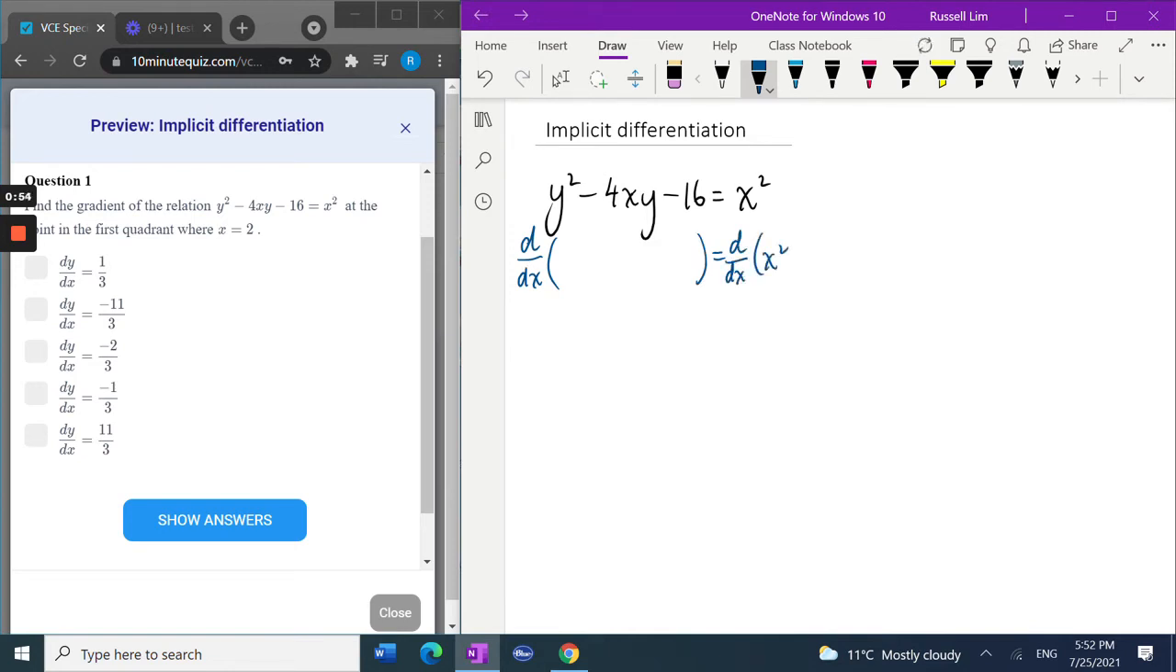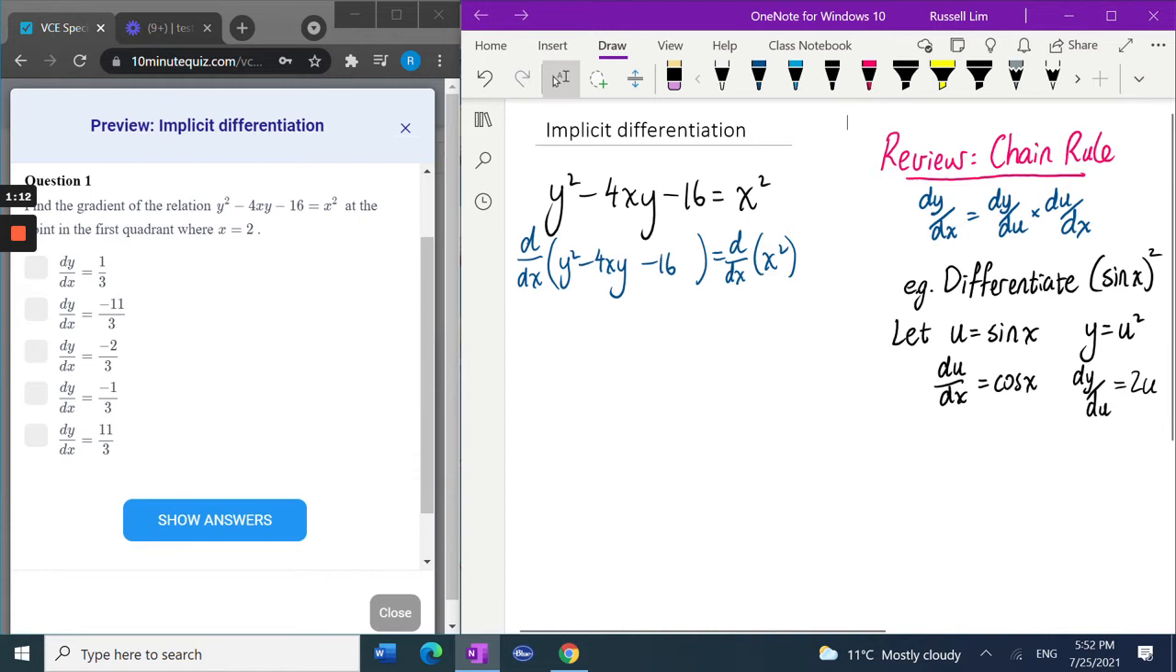Okay, so we want to differentiate both sides with respect to x. Thing is though, we've got y in here and y itself is a function of x. So in order to do that, we're going to need to use the chain rule. As a quick review, the chain rule is useful for when we have a function inside a function. So for example, (sin x) squared. How would we differentiate that? We would let u equal sin x, and we could find du/dx, y would be u squared, and we could find dy/du, and then we could multiply those two things together.